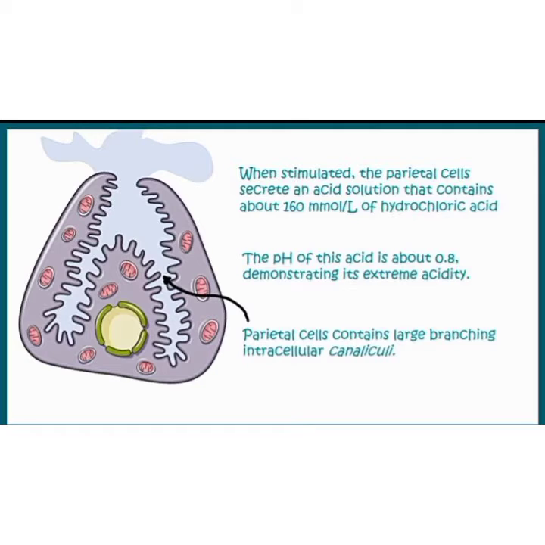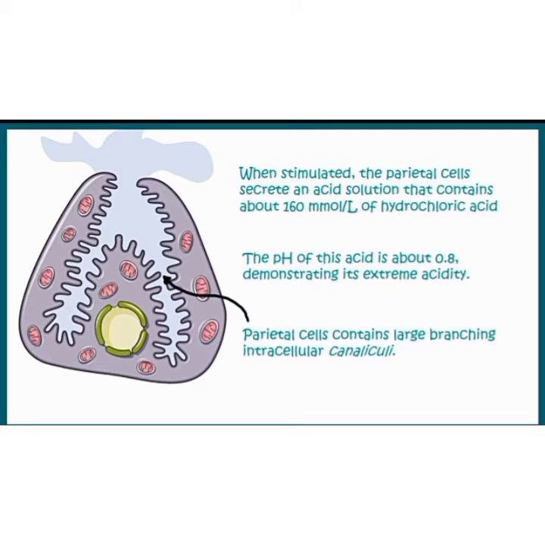In this video our major purpose is to explain the structure of parietal cells and the secretion of HCl. These parietal cells you can see here secrete an acid solution which contains 160 millimolar hydrochloric acid. The pH of this acid is 0.8. It is highly acidic, so it helps in the digestion.